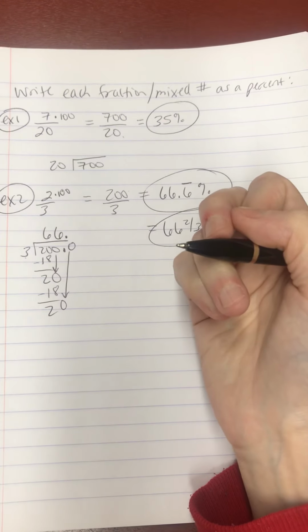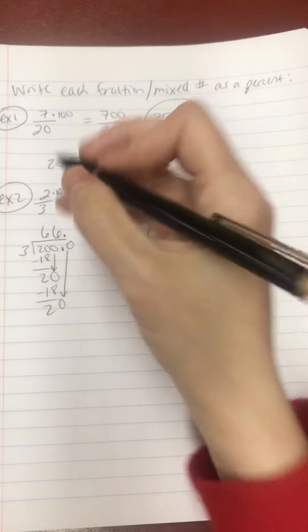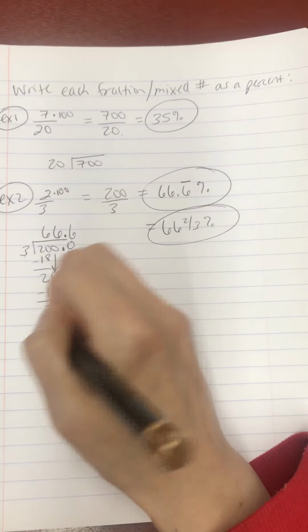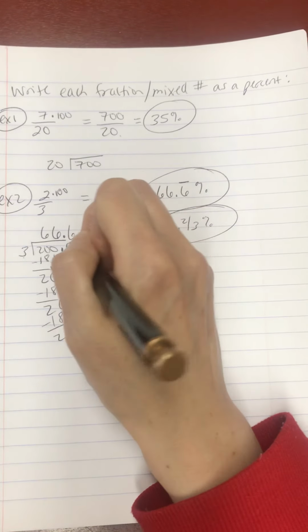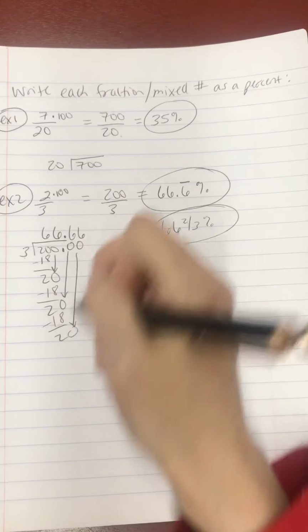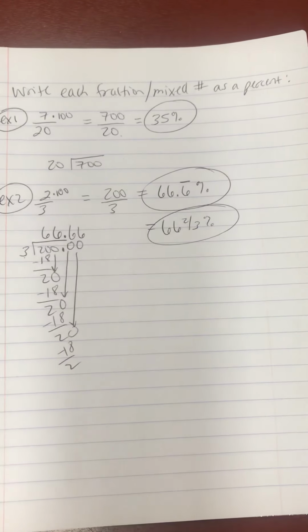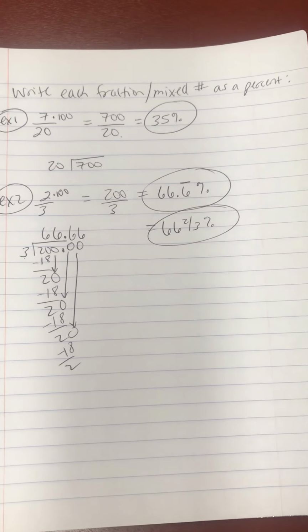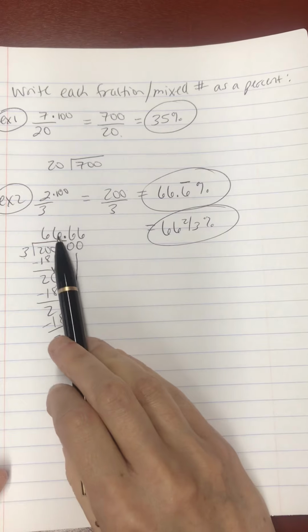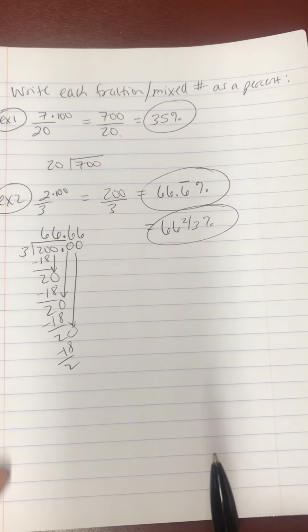And you can see that this is just going to keep happening. So then 3 times what equals 20? Something close, 6. So 18, you get a 2 again. If you add another 0 and bring it down, you're just going to keep going all day long. It's just going to keep giving you 6s. So that's how you can tell that it's 66.6 repeating by hand.